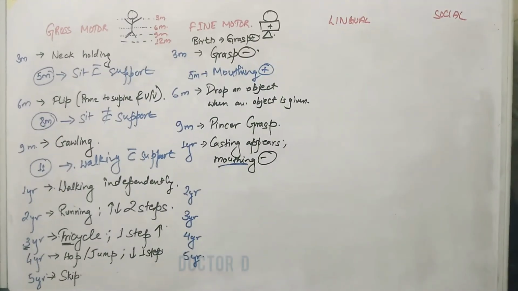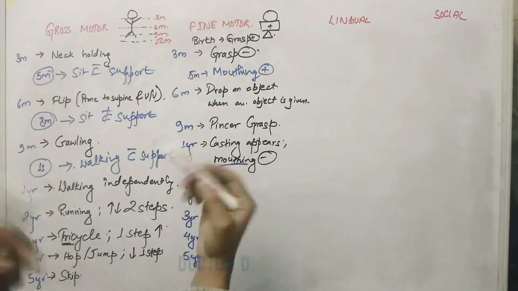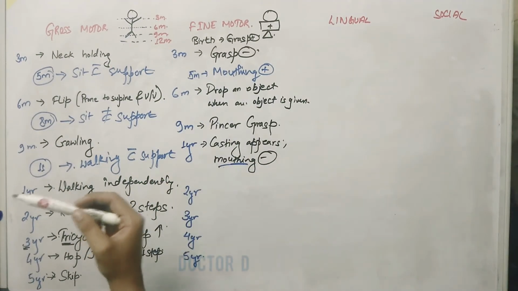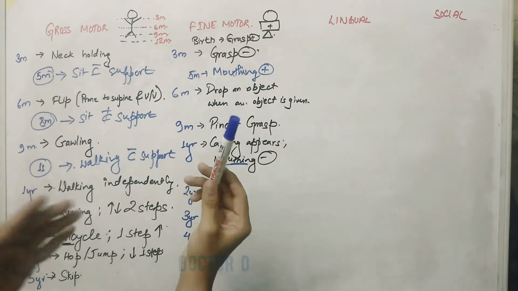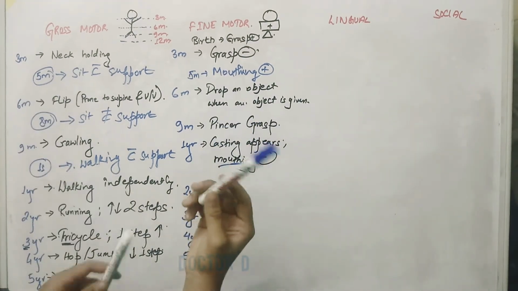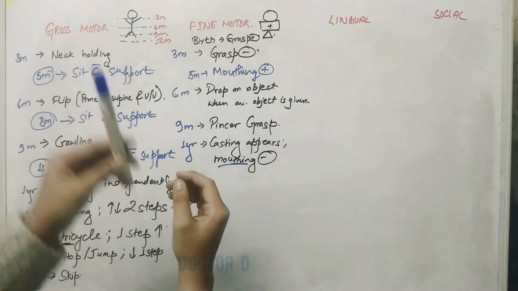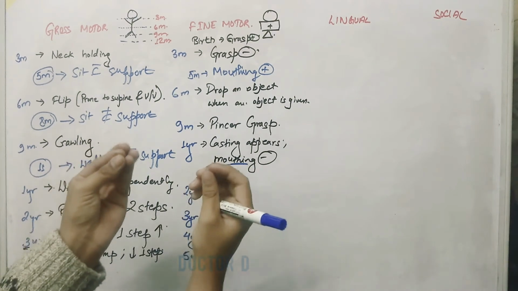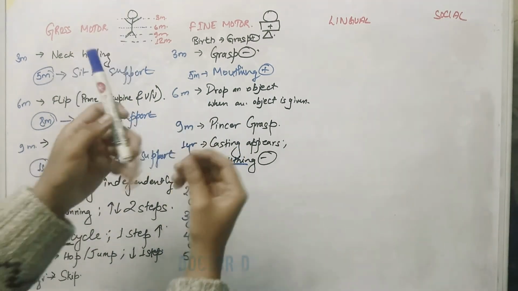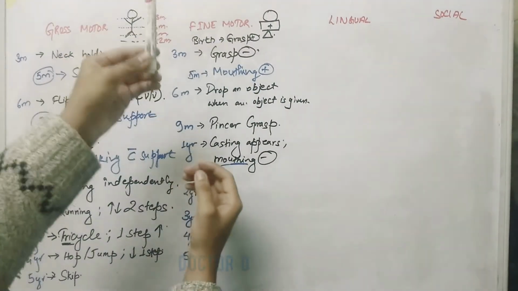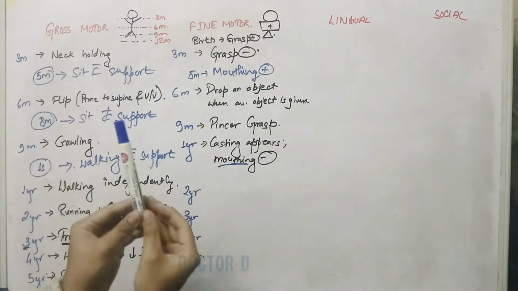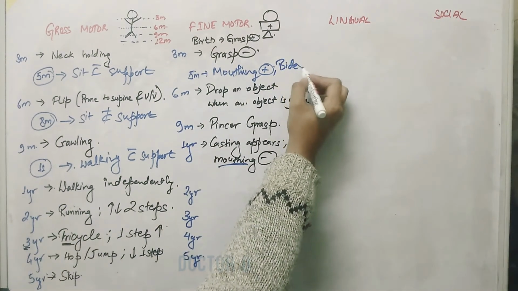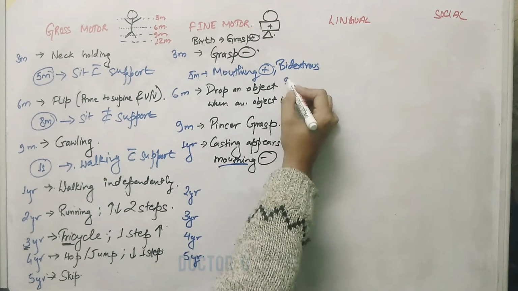appears. And also let's add some more stuff. In 5 months, there is a bidextrous approach to everything a child wants. Like if I want this marker and someone gives it to me, if I am a 5-month-old kid, I would try to grab the marker using both my hands. That's the bidextrous approach.